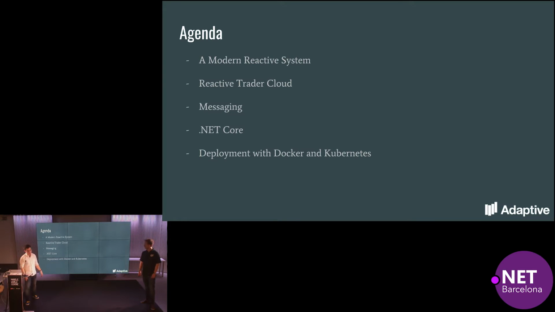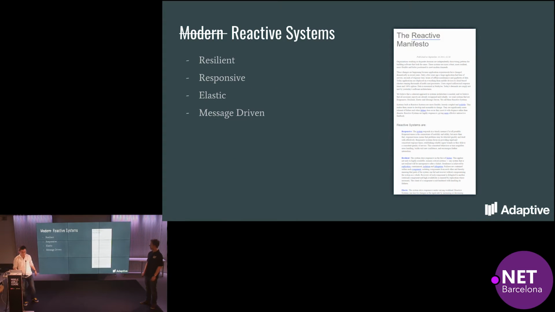So moving on with our agenda, let's start with what we think is a modern system. What do we mean by it? What we really mean by a modern system is that it has to be reactive. What is reactive? Leading technologists in the industry have written the Reactive Manifesto, which says that a reactive system should be resilient, responsive, elastic, as well as message-driven. We'll delve a bit deeper into that soon, but that's all theoretically nice. But how do we actually implement such a system?